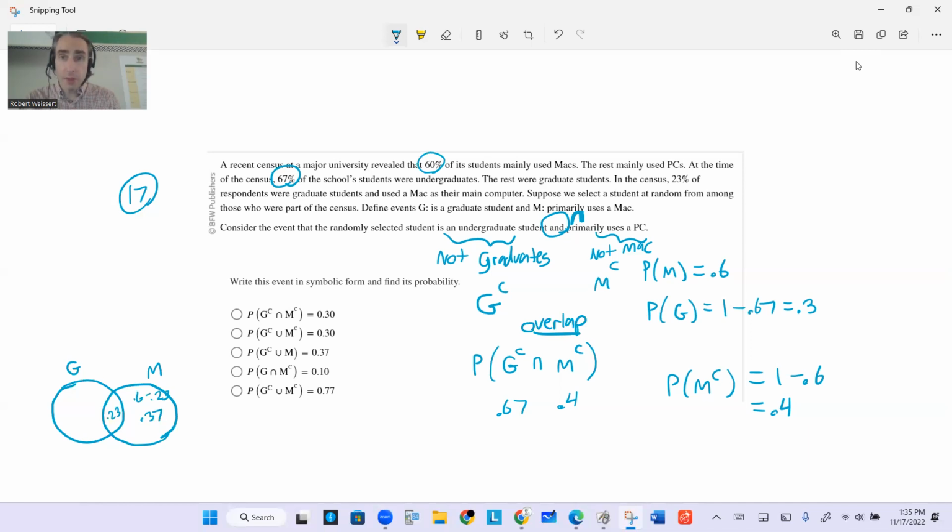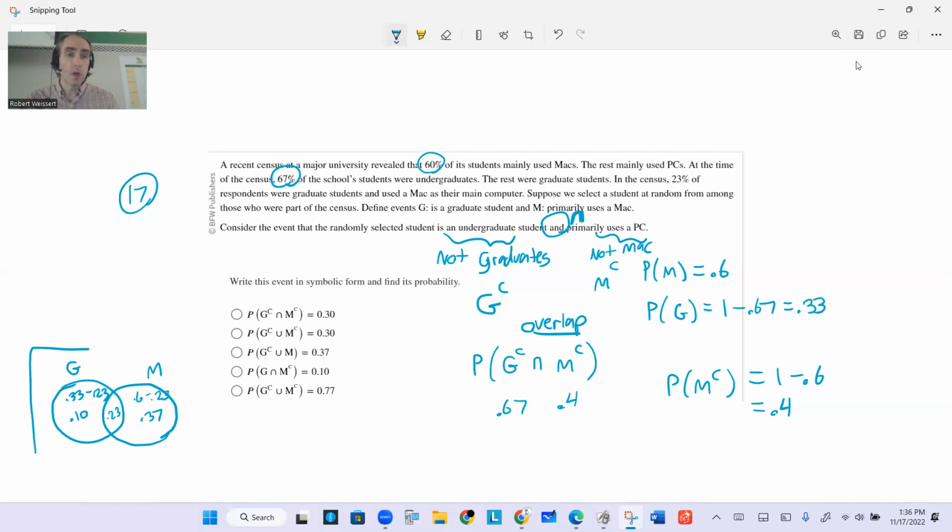And then the graduate students are going to be 33%. Oops, I put 0.3, it's 0.33, 33% minus 0.23. So that's going to be 0.10. Let's interpret this. This 10% represents the graduate students that aren't using a Mac. This 37% represents the Mac users that are not graduate students.